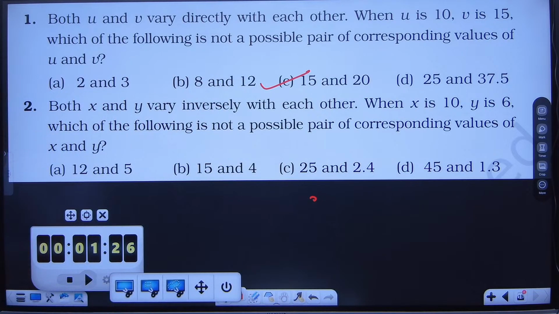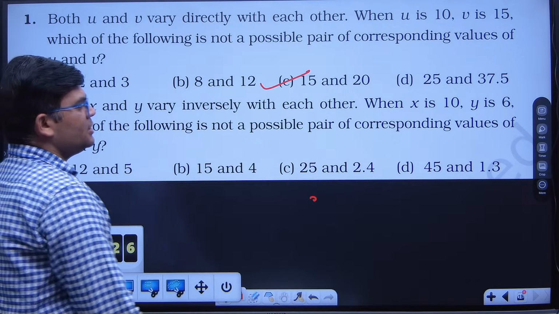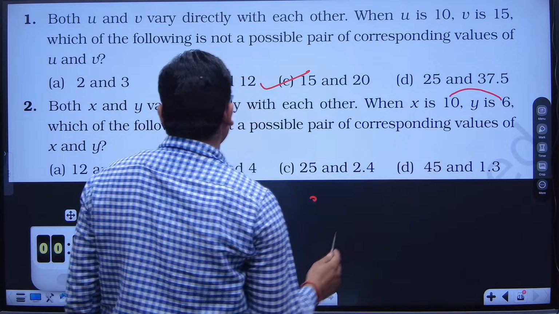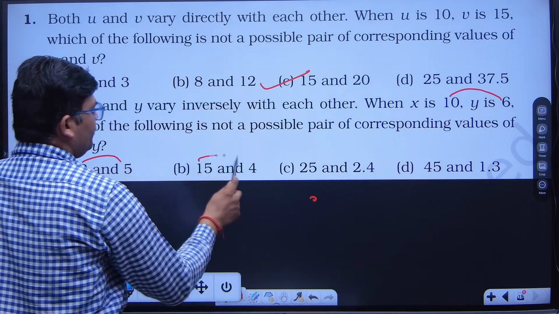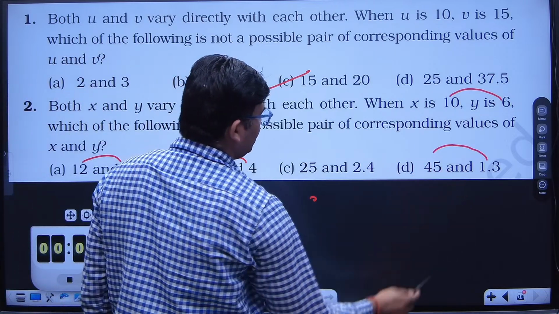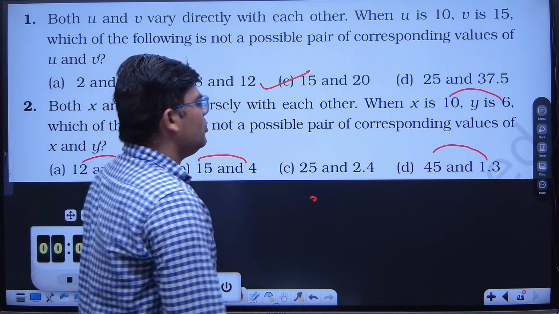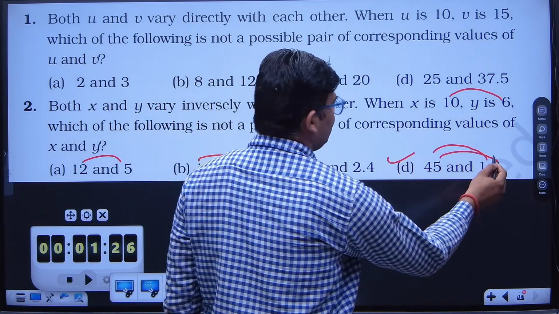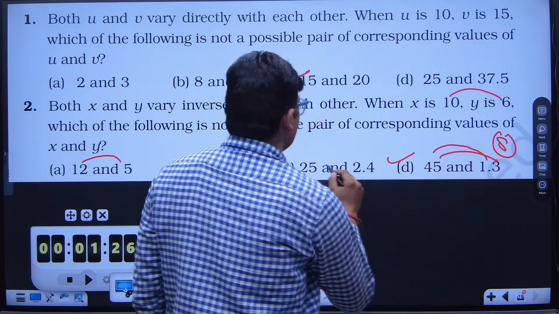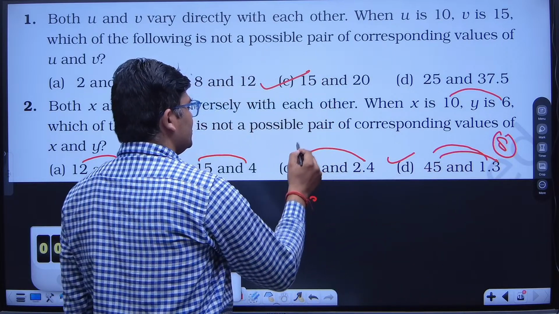Both x and y vary inversely with each other. When x is 10, y is 6. Which of the following is not a possible pair? So inversely means the product is same. So 10 into 6 is 60. I think this is not 60 because 5 into 3 is 15, it will end with 5. So 25 into 2.4 is 60.